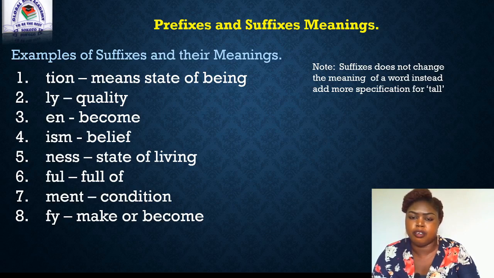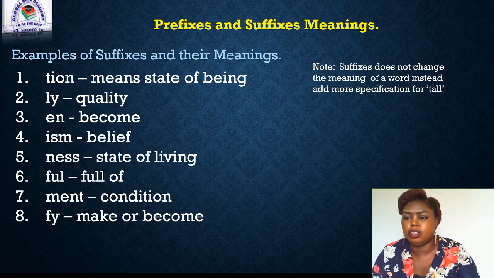Now we have number five, ness, state of being. We have words like happiness. And number six, full, that is full of something. We have words like beautiful. And number seven, we have ment, which means condition. Then we have words like judgment and commandment. Number eight, we have fy, which means to make or become. And we have words like simplify and classify.